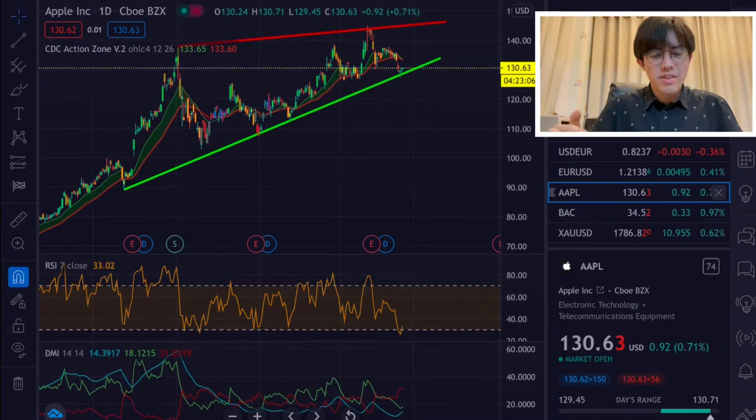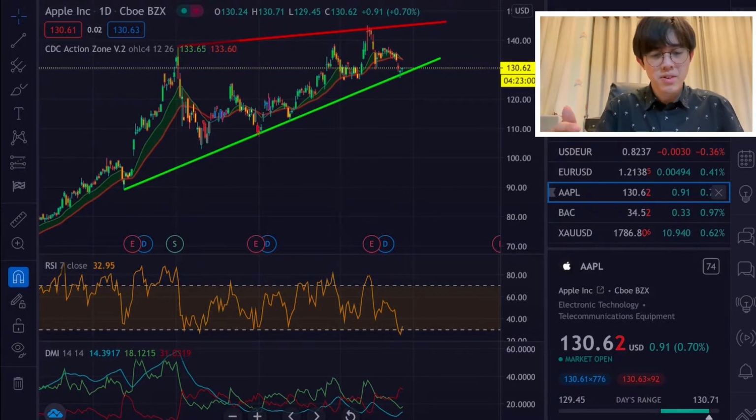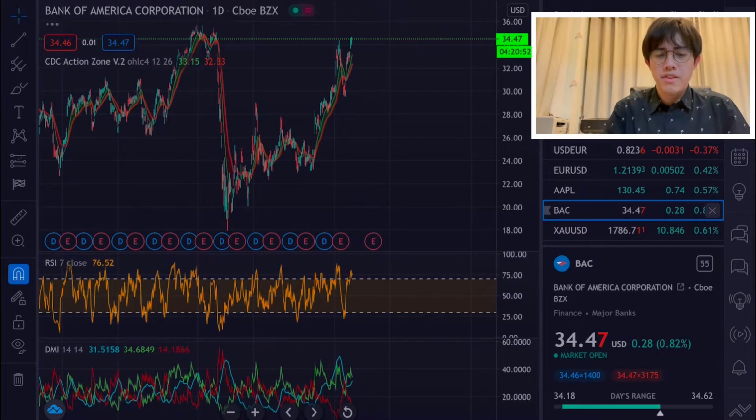So yes, the graph is very beautiful here. The resistance line and the support line are very obvious. On my call, I'm going to buy some Apple shares here because the graph is so beautiful. The rebound is very certain. So my call on AAPL is buying.